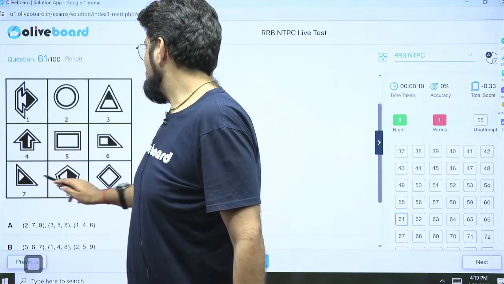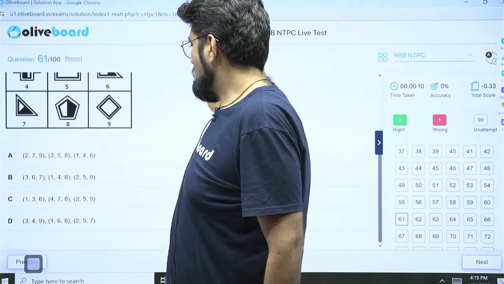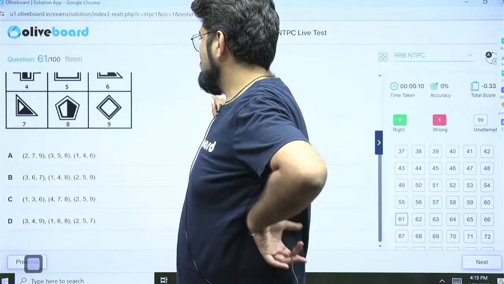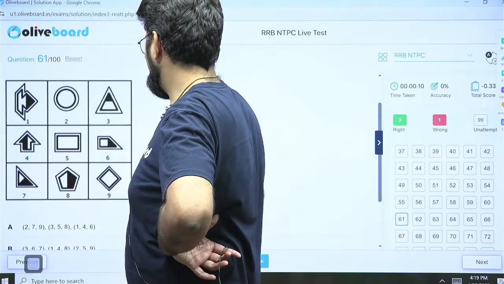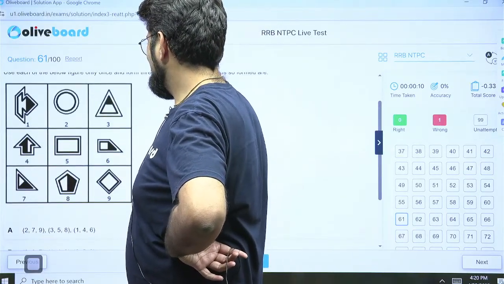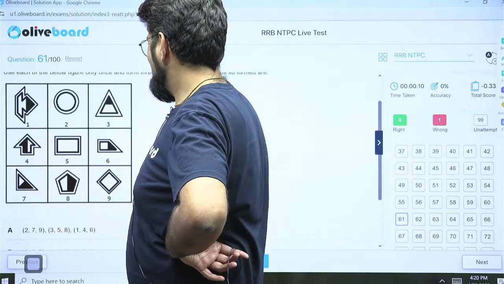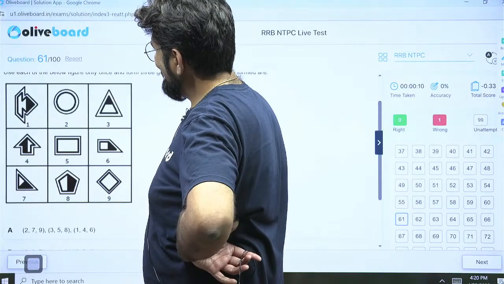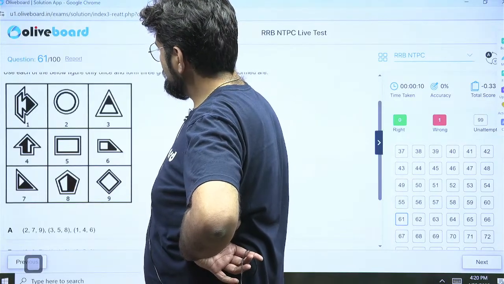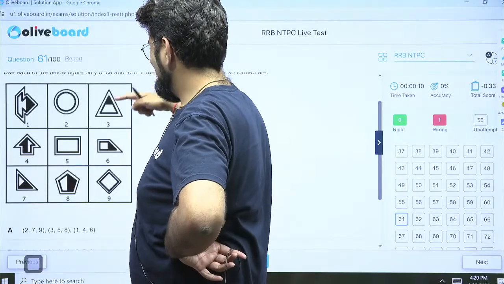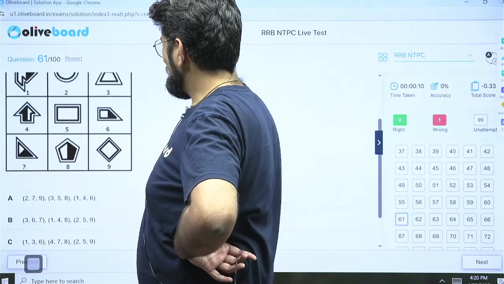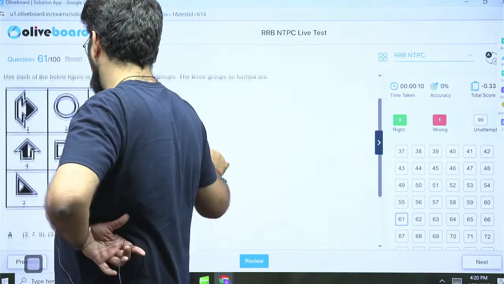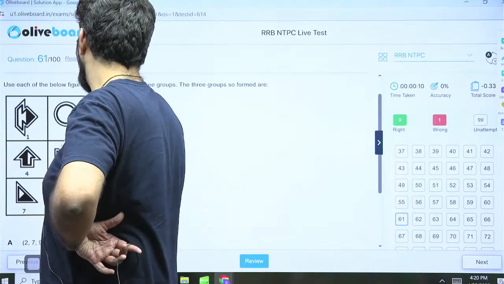148. No. 7, 8 and 6 will be in the same group. 7, 8 and 6. No, they are not together. 7, 8 and 6. Okay, black shade is on the right side. Black shade is on the top here. Left and bottom. What's the point? So 8 and 6 are together for sure. 8 and 6 are also not together. 1, 3, 6.